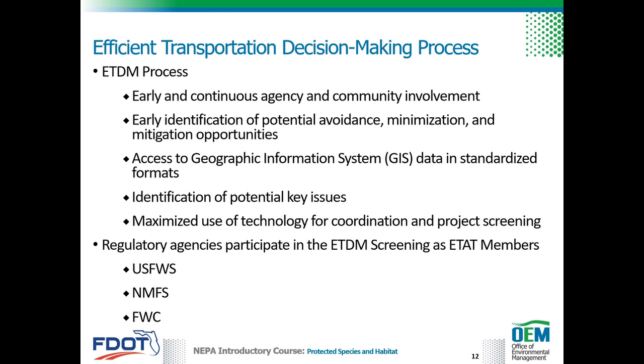FDOT's Efficient Transportation Decision-Making, or ETDM, process provides agencies and other stakeholders the opportunity for early input and consideration of the environment in FDOT transportation planning. Some key features of the ETDM process include early agency and community involvement, early identification of potential avoidance, minimization, and mitigation opportunities, and identification of potential key issues.